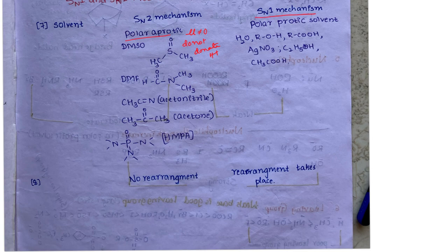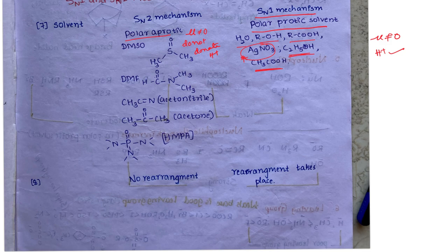In the SN1 mechanism, which type of solvents are required? Polar protic solvents. They are polar, meaning mu is not equal to zero, and they produce H plus. This is also one of the solvents utilized to ionize the alkyl halide. Keep in mind this is a special category, e.g. AgNO3 aqueous. The remaining are water, alcohol, and carboxylic acid. For alcohol, the example taken is ethanol, and for carboxylic acid, acetic acid.